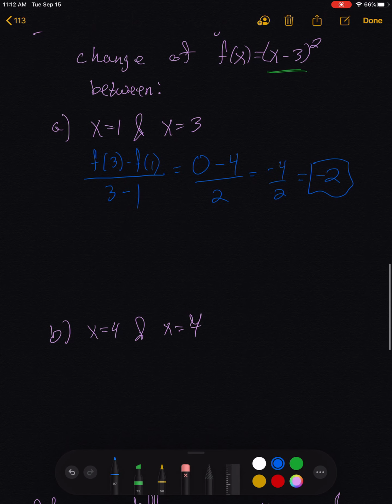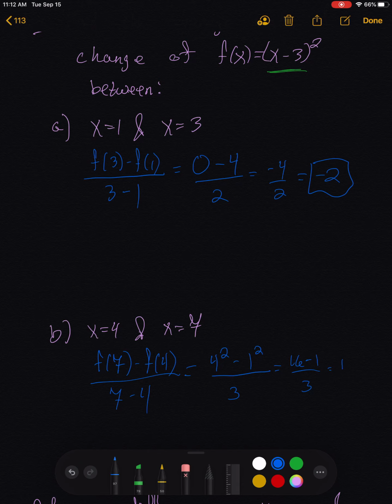Okay, for another example, let's say x is 4 and x is 7. So we would take f of 7 minus f of 4 and divide that by 7 minus 4. So f of 7, that's going to be 7 minus 3, so 4 squared. Minus f of 4, that would be 4 minus 3, so 1 squared, over 7 minus 4, which is 3. So I have 16 minus 1 over 3, so 15 over 3, which is 5.